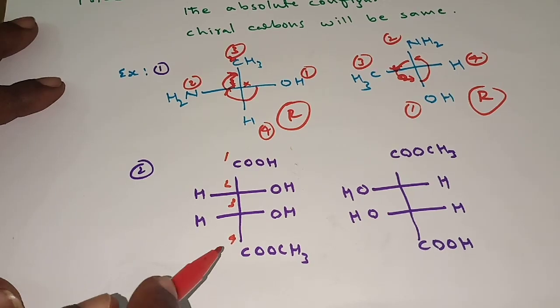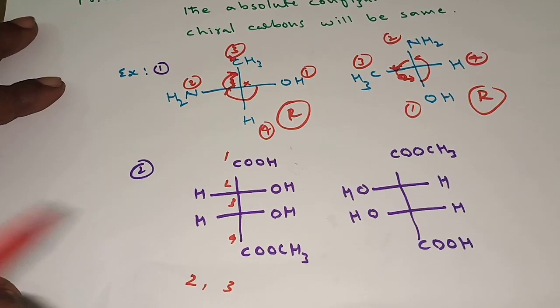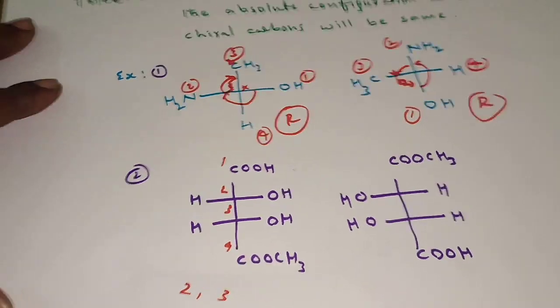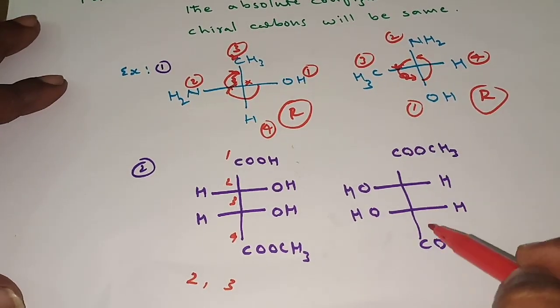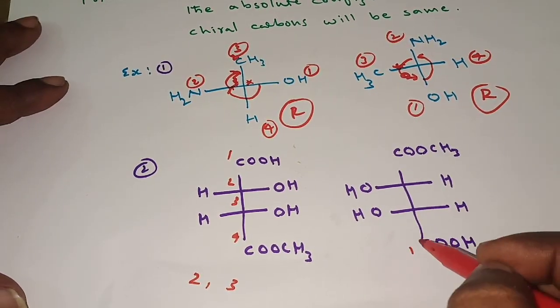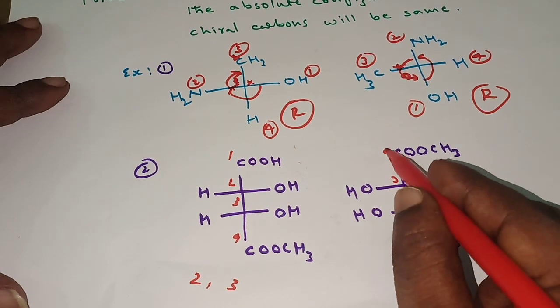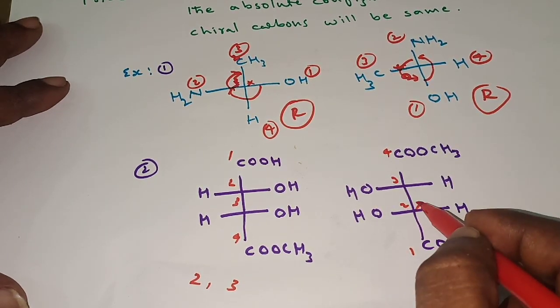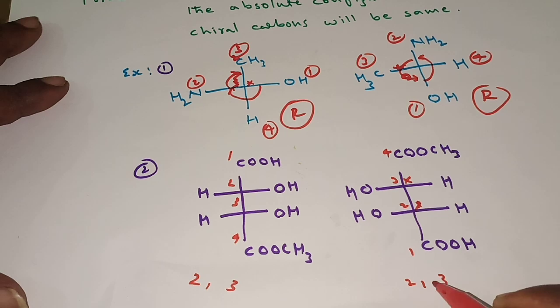Which carbons are the chiral carbons? The second and third carbons are the chiral carbons. And here also give the numbering. How to give the numbering, whether from top to bottom or bottom to top? From the carboxylic acid we have to start. 1, 2, 3, 4. And which carbons are the chiral carbons? The second and third carbons are the chiral carbons.